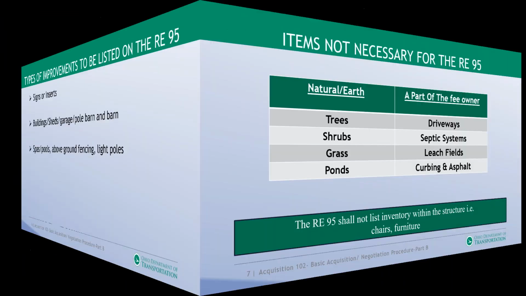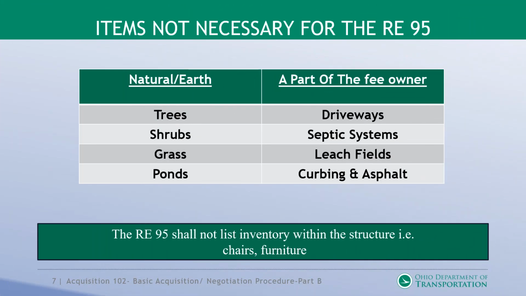Items that are not necessary for the Re95: anything that's naturally occurring, trees, shrubs, grass, ponds, those things are not listed on the Re95. Items that are assumed to be part of the fee owner's ownership are not included on the Re95. Those things are driveways, septic systems, leach fields, curbing, asphalt. Could be a lot more than that, but those are just a few examples that we put down.